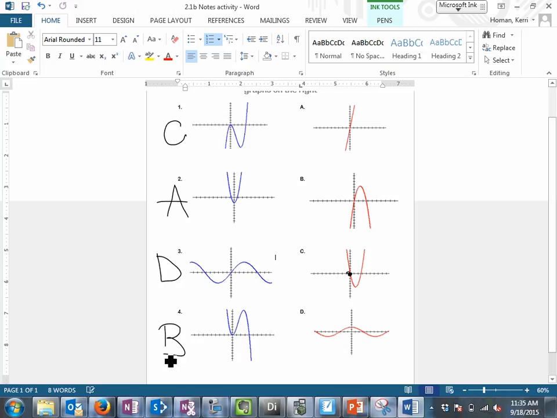Process of elimination. Okay. Now, 1 and 4 look very similar, didn't they? I did that on purpose, so you would really have to think about your graph and what it needed to look like, right?